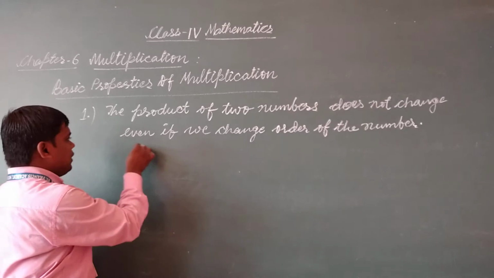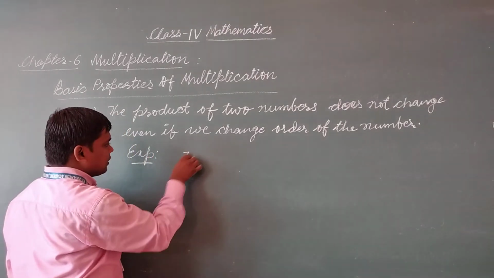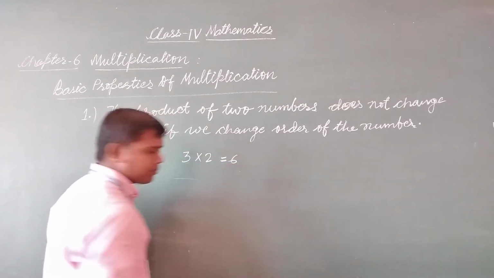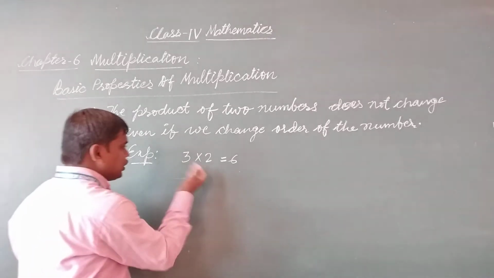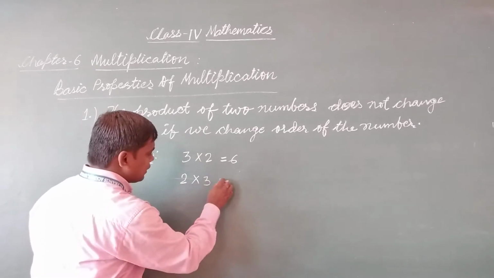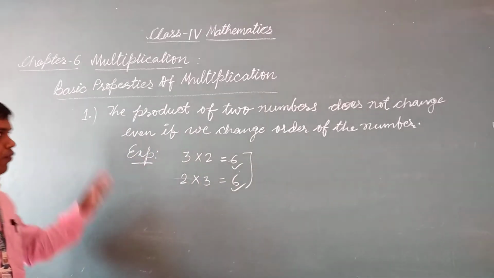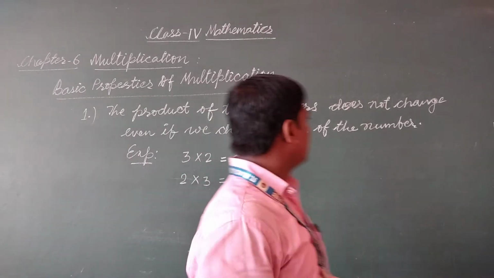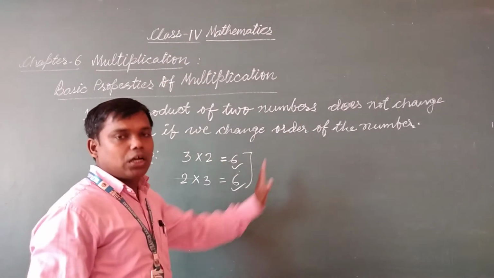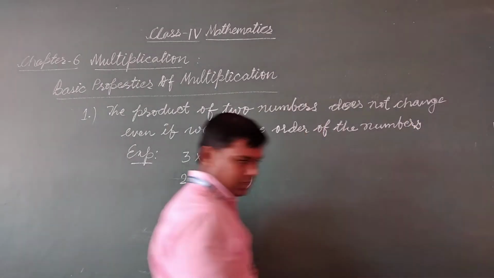For example, if we have two numbers 3 multiplied by 2, the product will be 3 2 ja 6. If we are going to change the order, means 2 will come first and 3 later, then 2 3 ja 6. Our product remains same. So first property is that the product of two numbers does not change even if we change the order of the numbers.